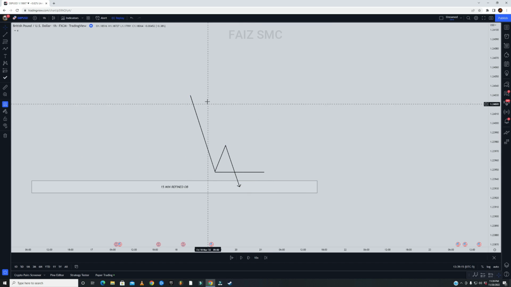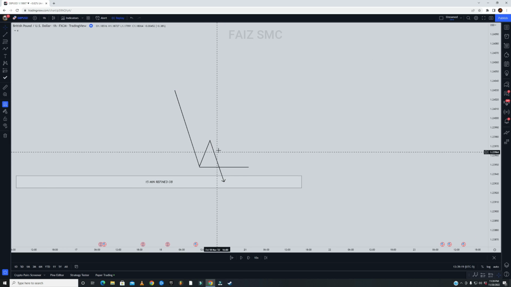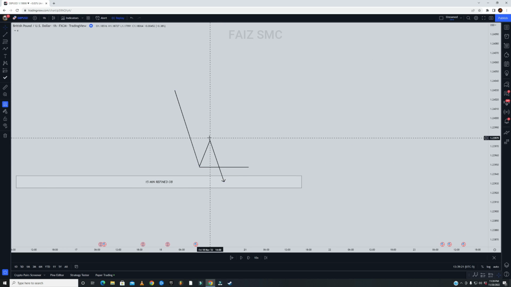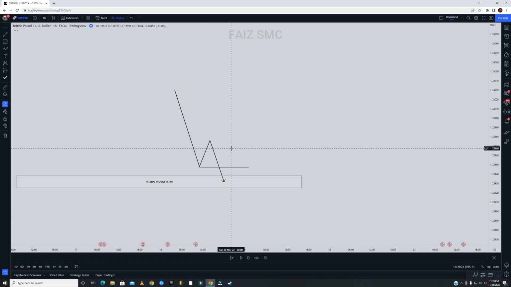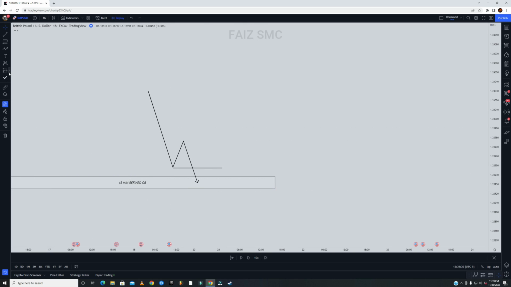All right, so this is on a 5-minute time frame. All right, and this is very mandatory. It's very important that you look for this pattern. If there's no pattern like this, then you don't look for entry. So we have A, B, C. The C leg goes into our refined 15-minute order block.